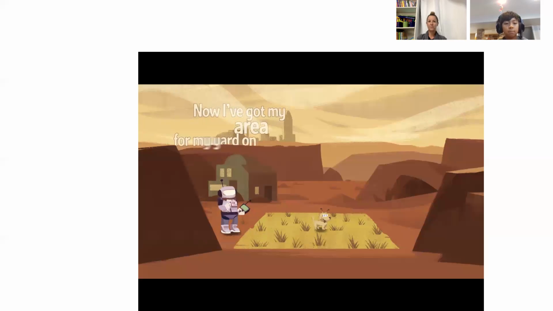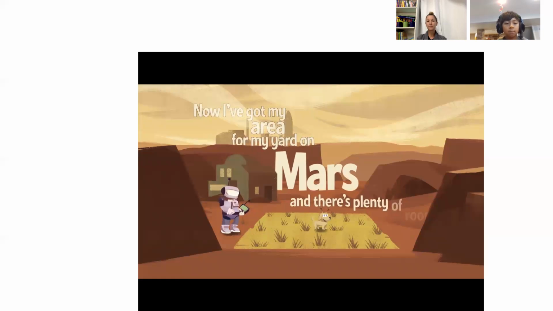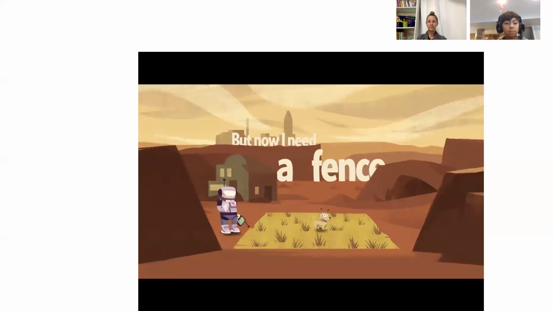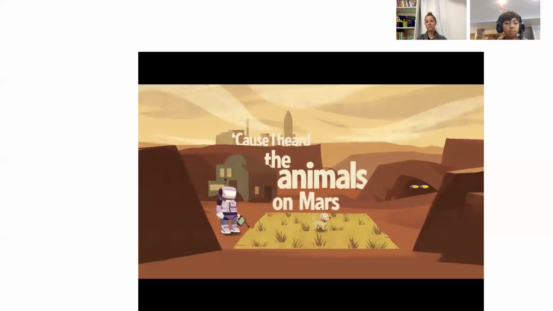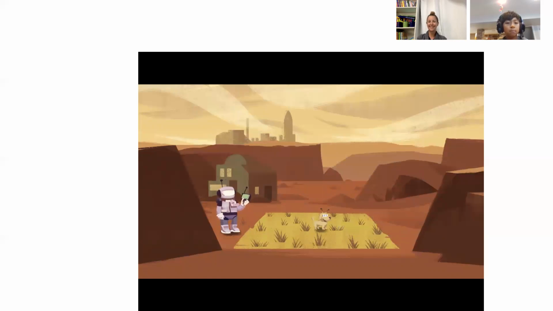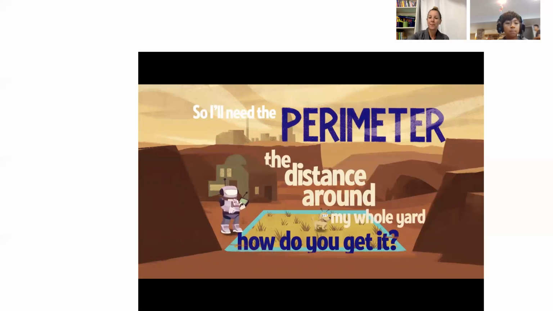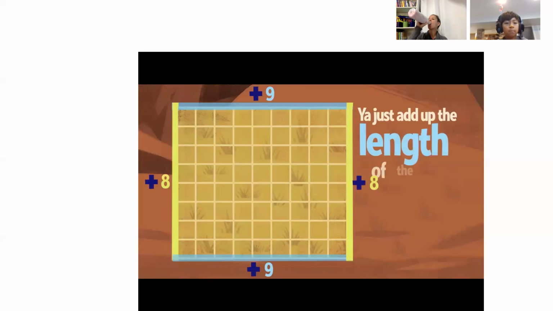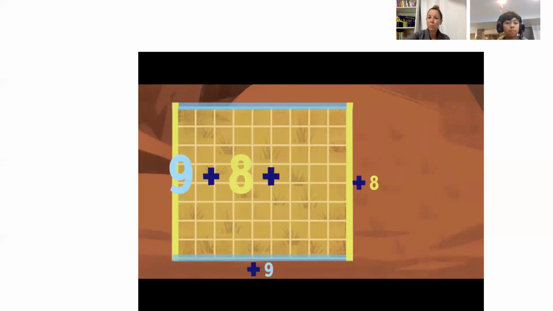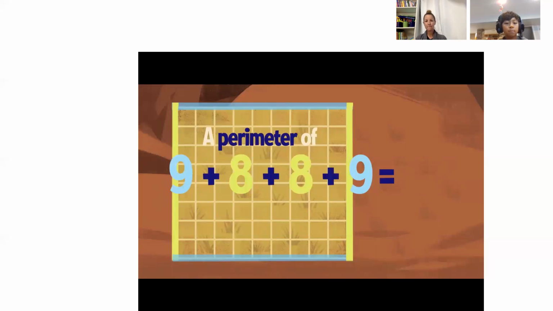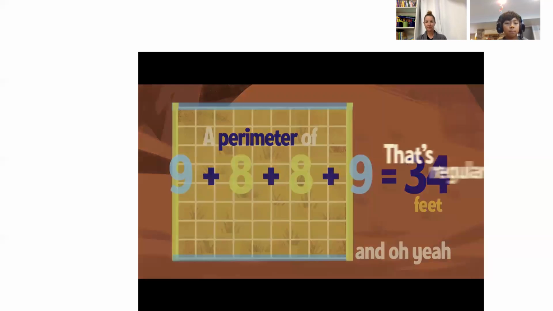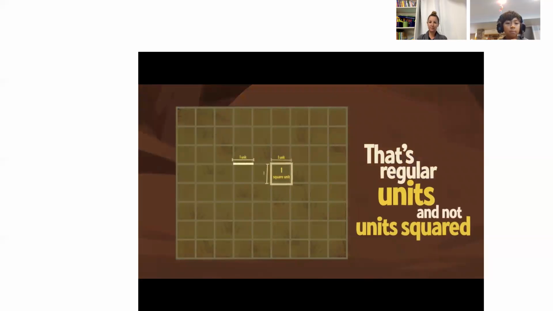Now I've got my area for my yard on Mars, and there's plenty of room for Marvin to live large. But now I need a fence, because I heard the animals on Mars could be intense. So I'll need a perimeter, the distance around my whole yard. How do you get it? Just add up the length of the sides. 9 plus 8 plus 8 plus 9 is a perimeter of 34 feet. And that's regular units and not units squared.